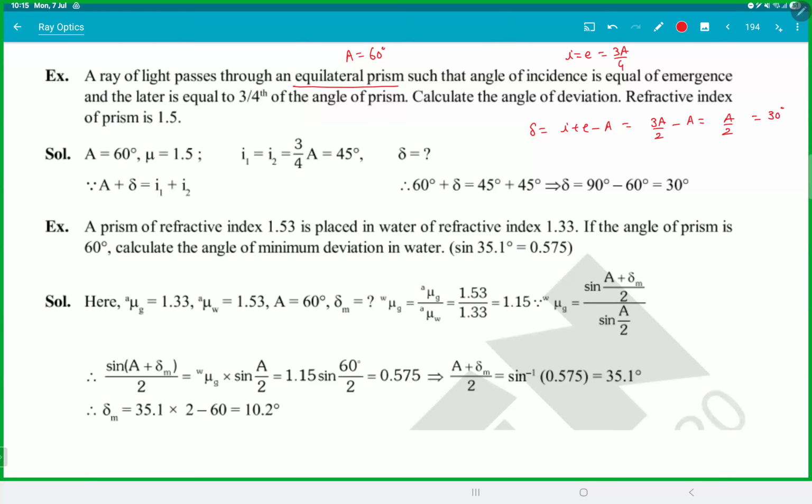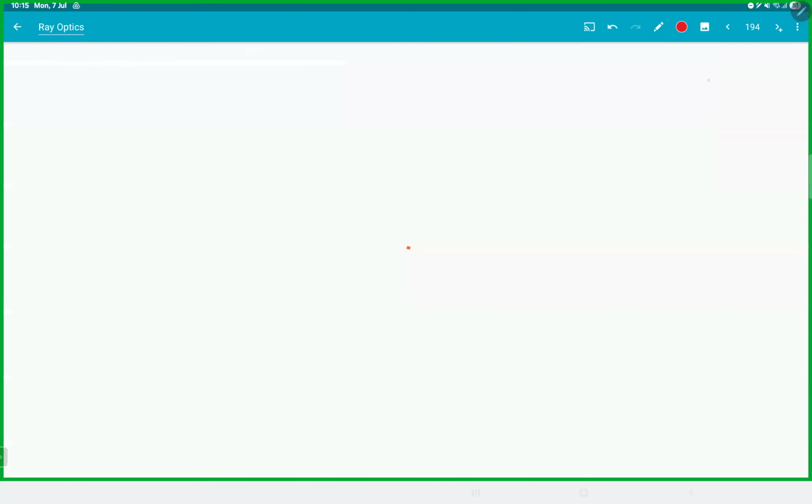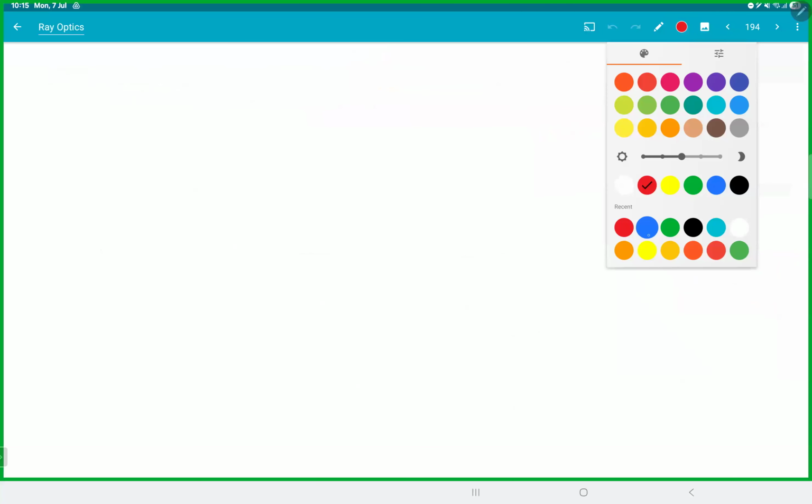Plus, the refractive index is useless. Look at this thing. It's also the same thing, direct formula substitution. Take this formula and substitute. So he's saying mu of the prism by mu of the medium, both are given, 1.53 and 1.33. Sine of (A plus delta M) by 2 by sine A by 2. Substitute that, you'll get the answer. Clear? So questions will be like that, straightforward.